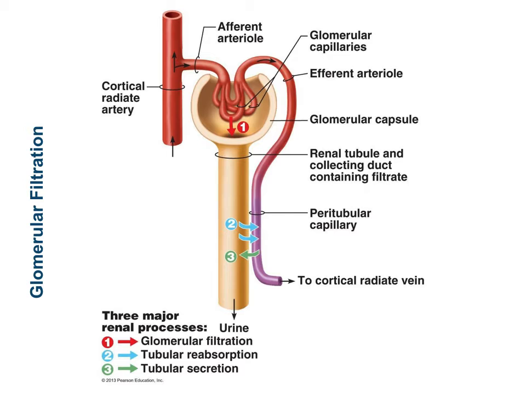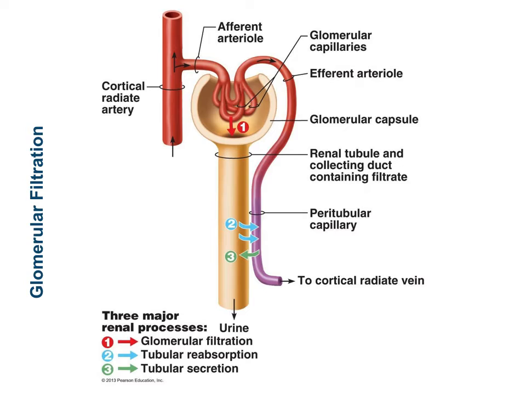Let's look here. You can also see another slide that shows the blood coming in through the afferent arteriole off of a cortical radiate artery, or our interlobular arteries, as we also know them. And you see at number 1 is where we have the filtrate depositing in Bowman's space.